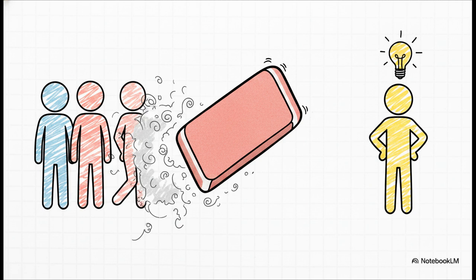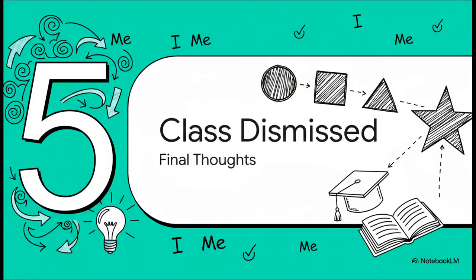And finally, "Rohan and blank played cricket." Erase Rohan and you get "I played cricket." Do you see how brilliantly the sentence resolves itself the second we just erase those other names? And that brings us to step 5, class dismissed, and our final thoughts.